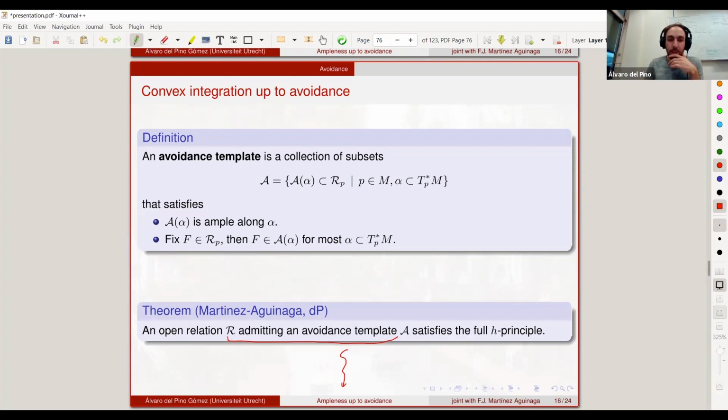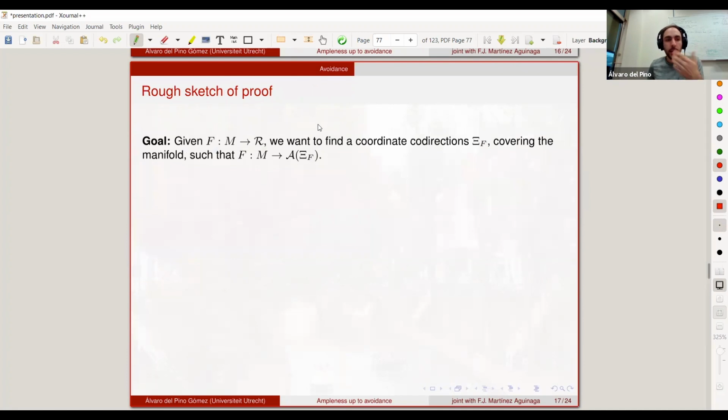Okay, so let me explain the idea. As I said, the idea is that we're reducing to a standard convex integration, right? So this means that I start with a formal datum, and it is enough that I find a cover and corresponding codirections, such that F is still a formal solution of A on this cover, right? Because by definition of avoidance template, this will be ample along the directions in psi F. And if this is a formal solution, then convex integration just runs.